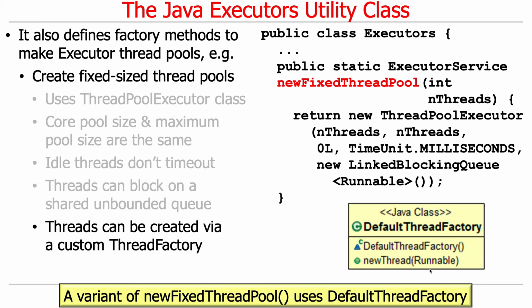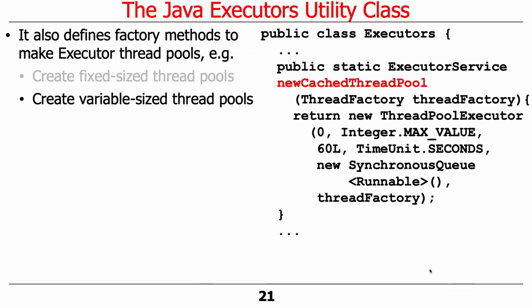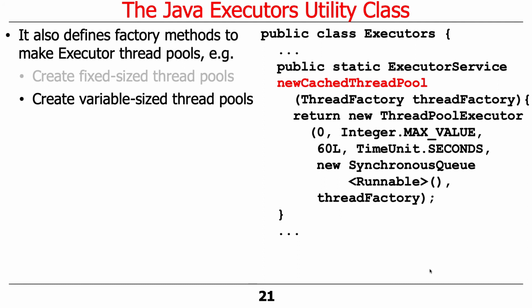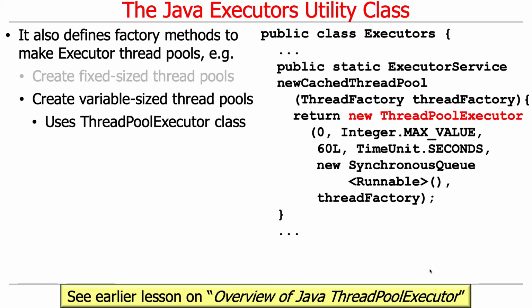And I think that's probably the one that you're using. But anyway, so that's fixed size thread pool. Very simple, but you're always paying for all those threads even if they're not being used. A variant of that is called cached thread pool, and that's used to create variable size thread pools.